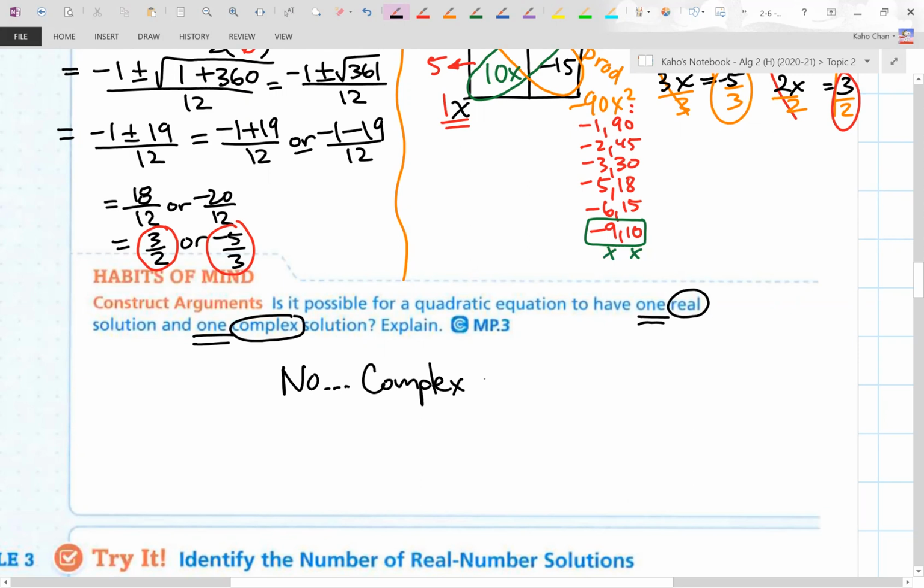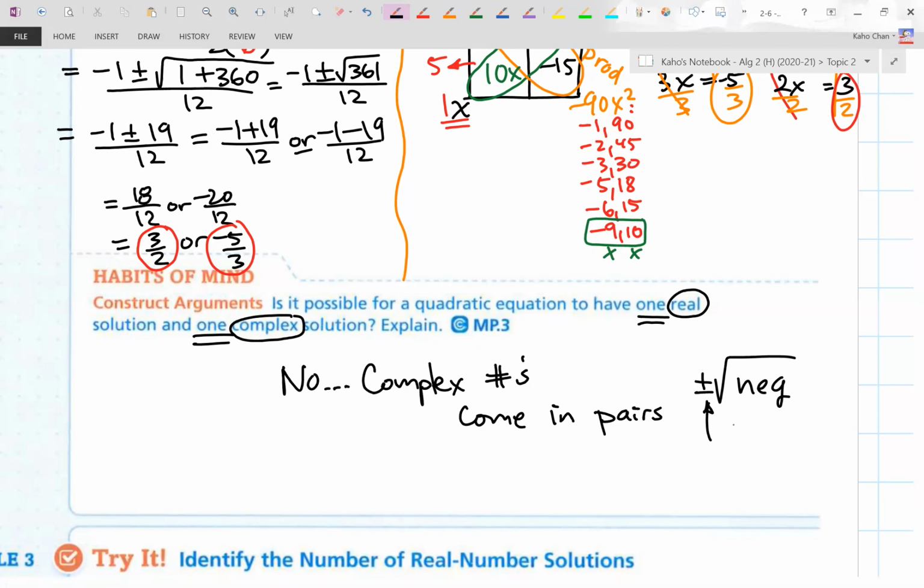Mainly because when you square root a negative, you'll get a plus or minus imaginary number. When you take the square root of a negative, there's your two numbers right there. Make sense? Okay.